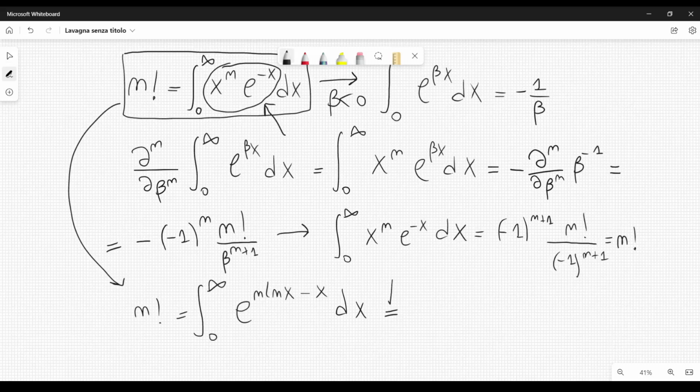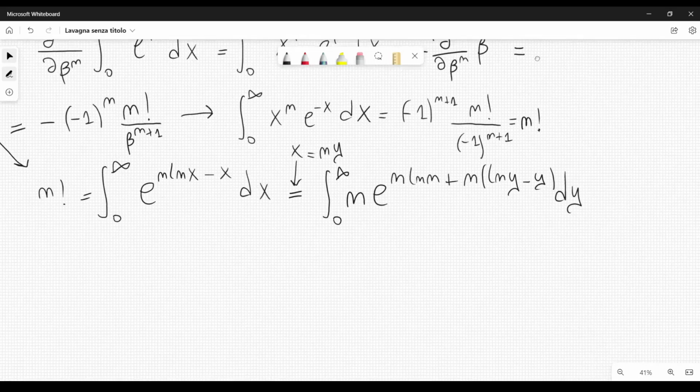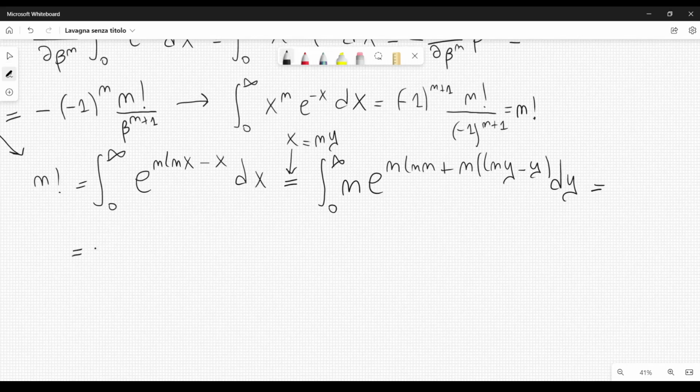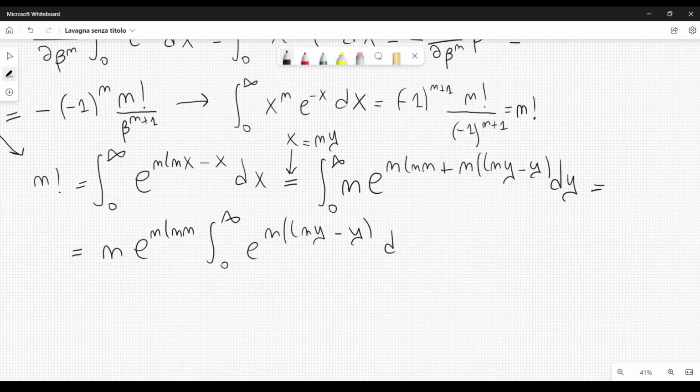Now let's make a substitution here. The substitution is x equal to ny. So if we make this substitution, this integral can be written like this: integral from 0 to infinity of n times e to the n log n plus n times logarithm of y minus y dy. Now we can simplify this a little bit. This can be written as n times e to the n log n integral from 0 to infinity e to the n log y, natural log y if you want, minus y dy.